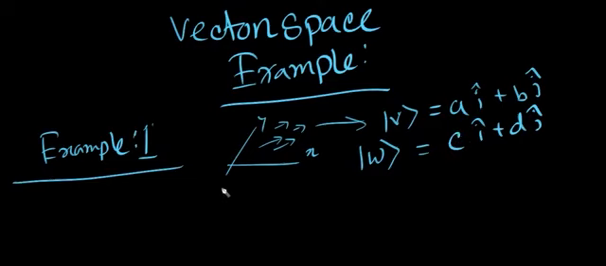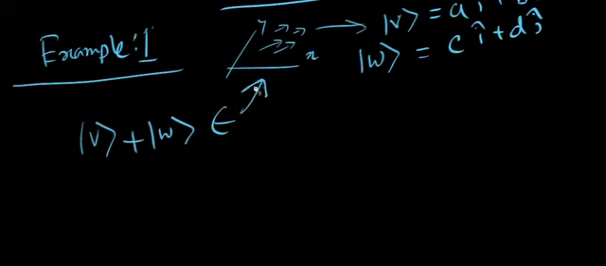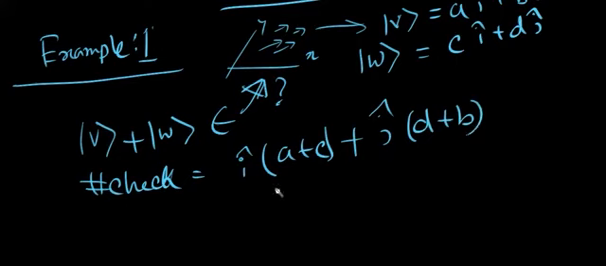Now we need to check the conditions, that is, whether v plus w belongs to this space as well. This is the thing we need to check. So here is the check. If we add these things, those components will add up, and you can see that this a plus c is something new. By new I mean if you take a equals 1 and c equals 2, this will give you a 3, that is a real number. Similarly for d plus b.